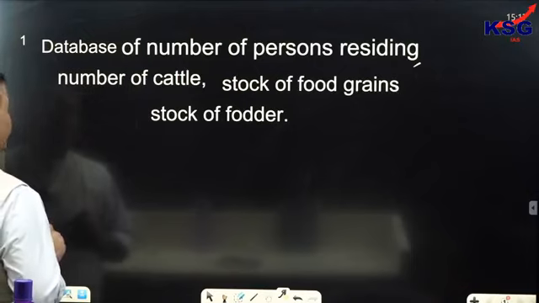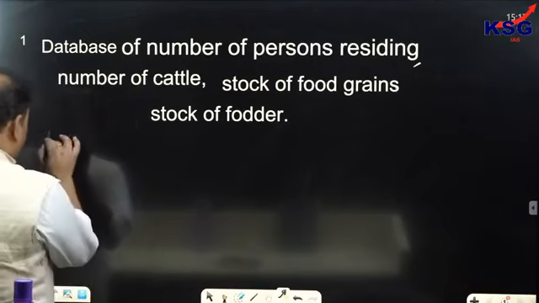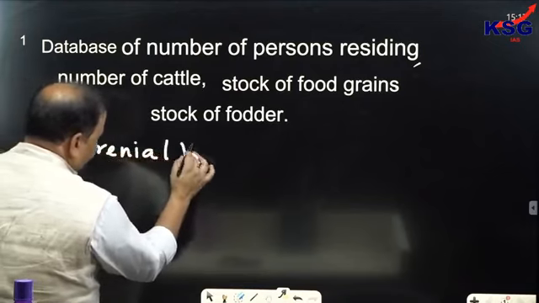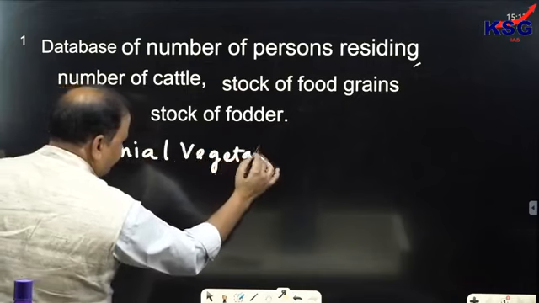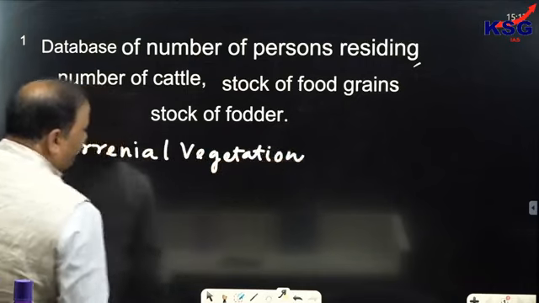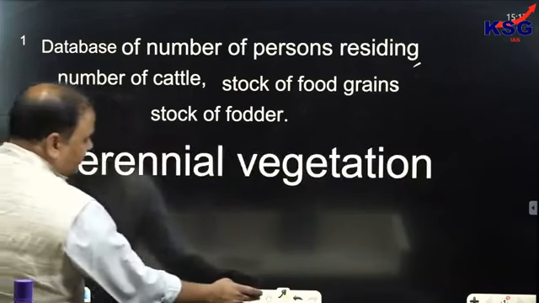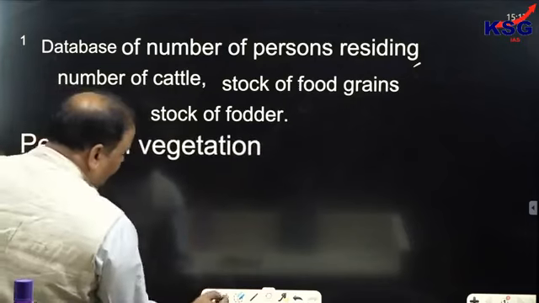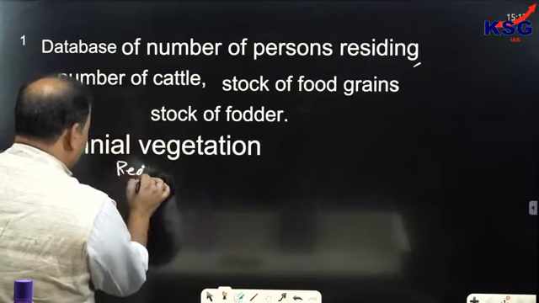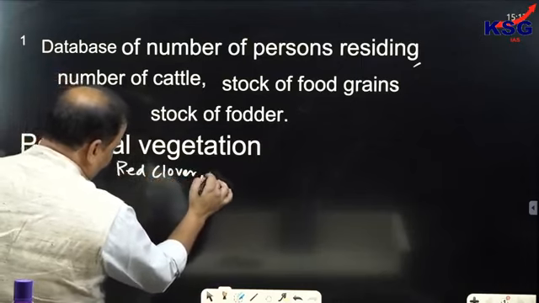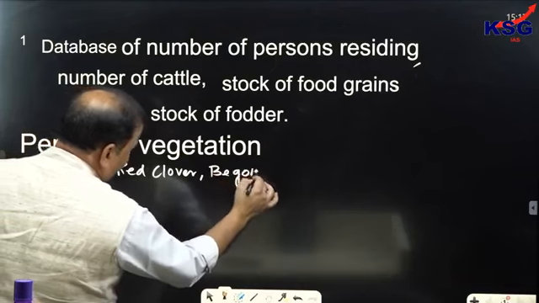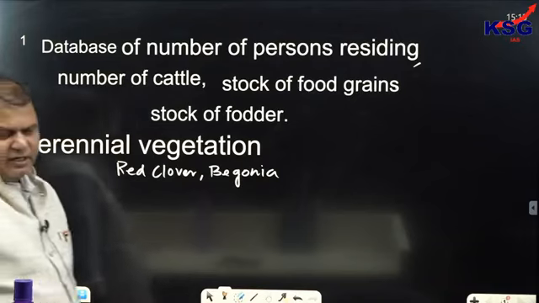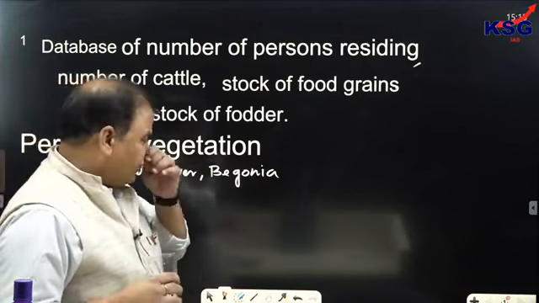And not only this, we should also be responsible for establishing perennial vegetation in that area. Write down perennial vegetation in that area, like red clover, begonia. Perennial vegetation like red clover and begonia should also be established.